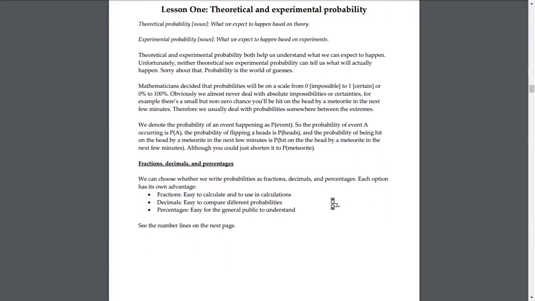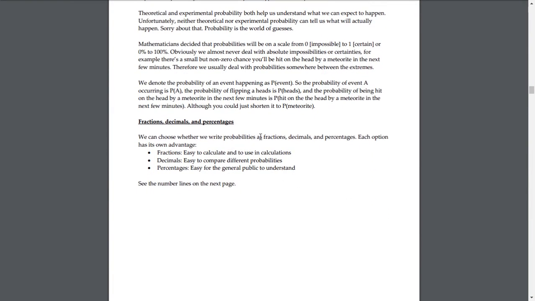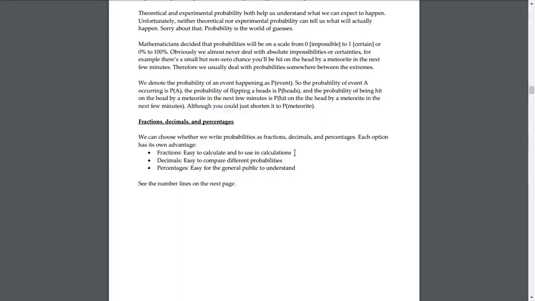Fractions. Probabilities can be shown as fractions, decimals, and percentages, and you get to choose which way you do it. Each option has its own advantage. Fractions are easy to calculate and to use in calculations. If you wanted to do a half times a quarter, that's much easier to do as a fraction than in percentages. Oh my gosh, don't try and calculate with percentages. Nightmare. Just don't go there.